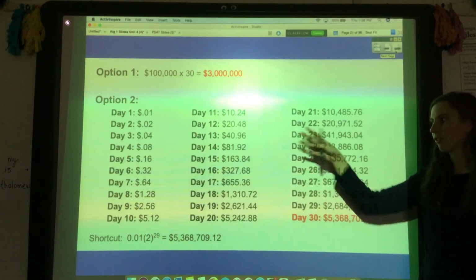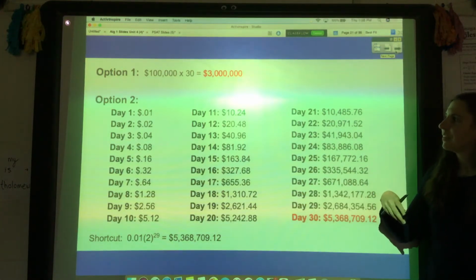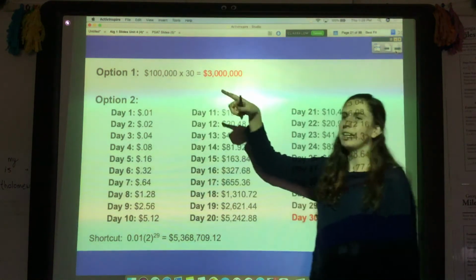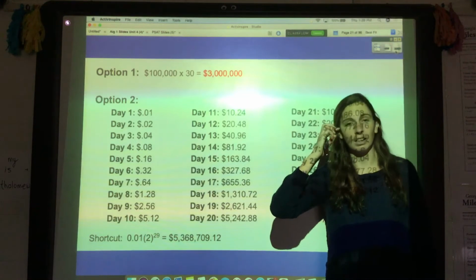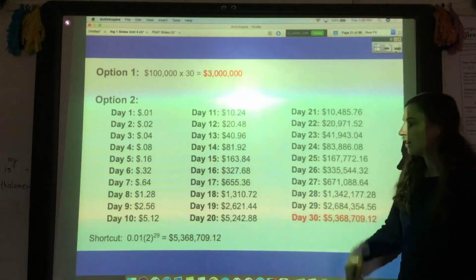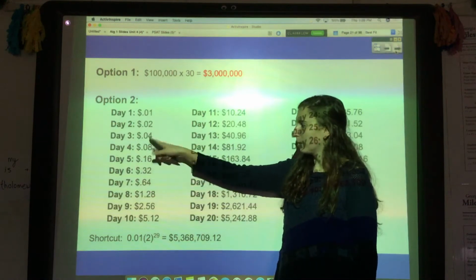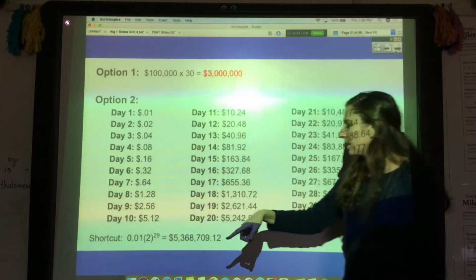Here I have it all written out. Let's start with option 1 actually. Option 1, you just have 100,000 times 30 days, which is $3 million, which I would take $3 million. However, if you start with a penny and you double it, and double it again and again and again, it starts off kind of slow.